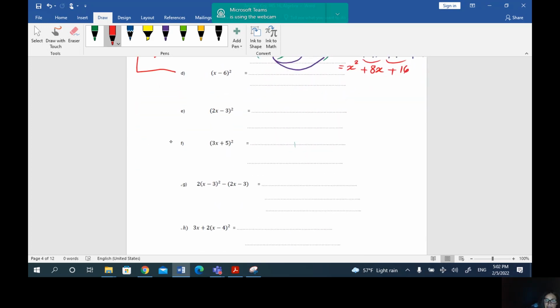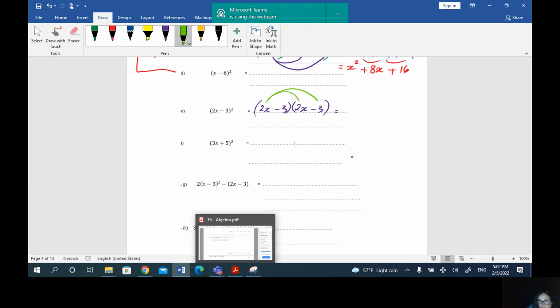Now, let's go to number E. Number E is 2x minus 3 to the power of 2, which means 2x minus 3 times 2x minus 3. Okay, so let's expand. Take the first term and multiply it by each term in the second bracket. Like I said, expanding is getting rid of brackets. 2x times 2x is 4x squared. 2x times negative 3, negative 6x.